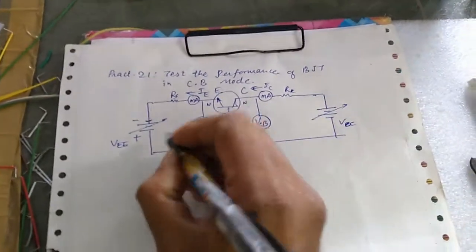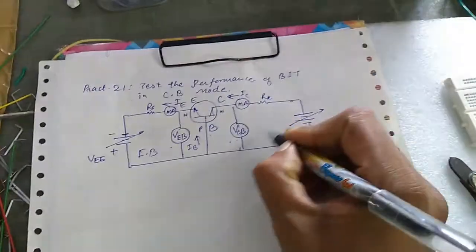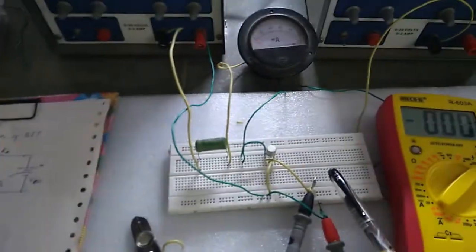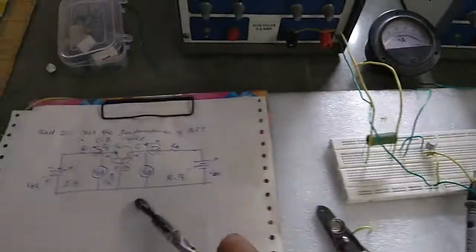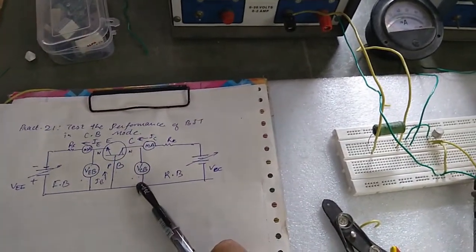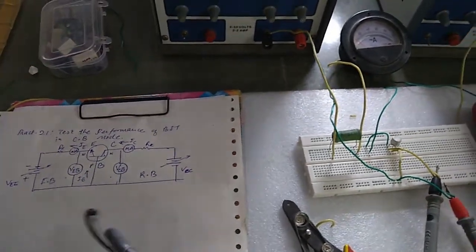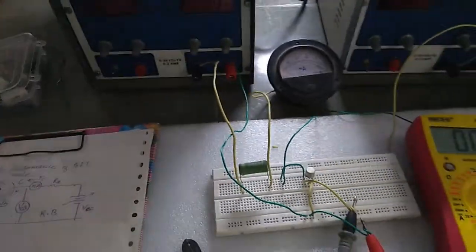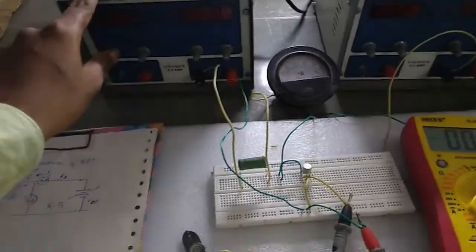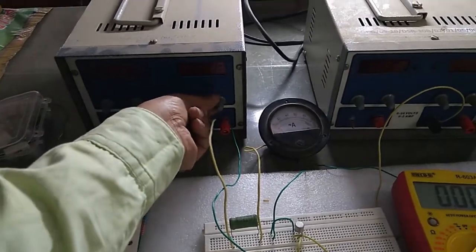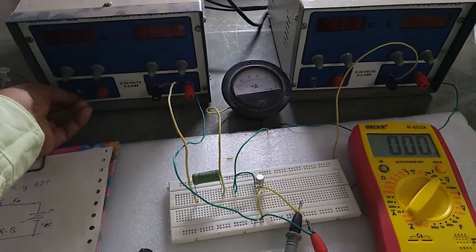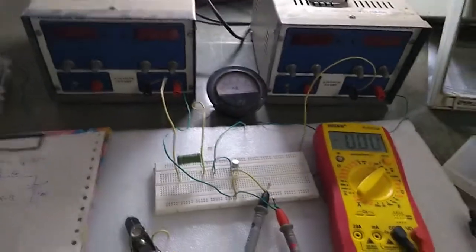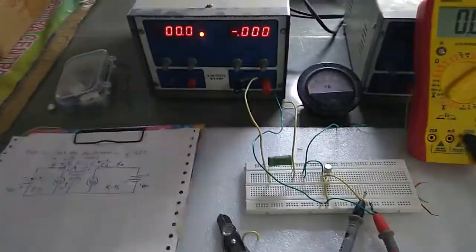So here in this circuit the input is forward bias, output is reverse bias. We have not connected any reverse bias here. So the value of VCB, first condition, is 0 volts. It is open. Now before turning on the supply, ensure that it is 0. Now turn on the power supply. I have turned on the power supply.